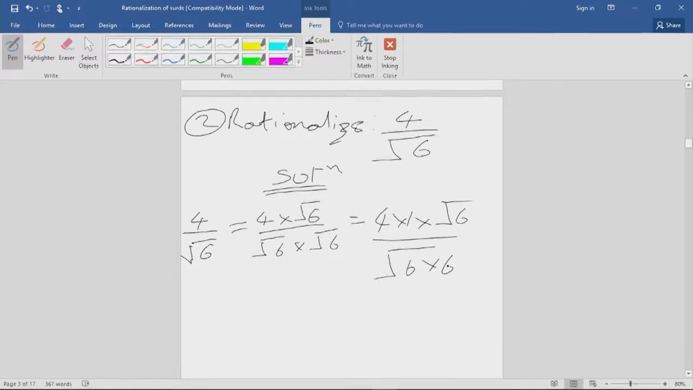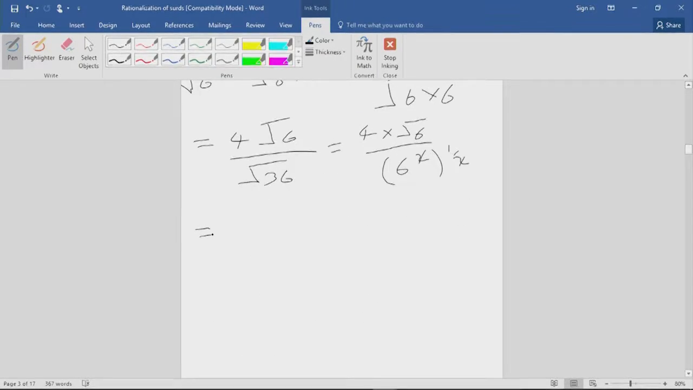Okay, and this will end up giving us what? 4 root 6 all upon the square root of 36, which is the same as 6 raised to the power 2, all raised to the power half. So we get 4 multiplied by root 6. There's another way of writing it, 6 raised to the power 2 all raised to the power half. 4 multiplied by the root of 6 all upon 6.